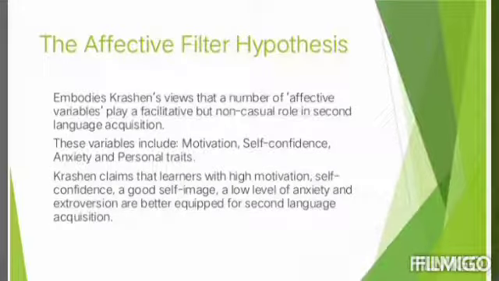The last one is the affective filter hypothesis. Krashen views that a number of affective variables play a facilitative but non-causal role in second language acquisition, and these variables include motivation, self-confidence, anxiety, and personal traits. Krashen claims that learners with high motivation, self-confidence, and a good self-image, a low level of anxiety, and extroversion are better equipped for second language acquisition.